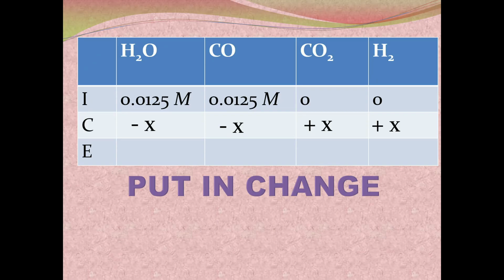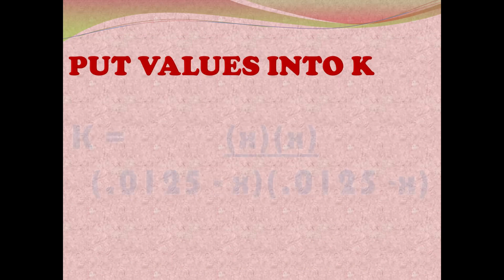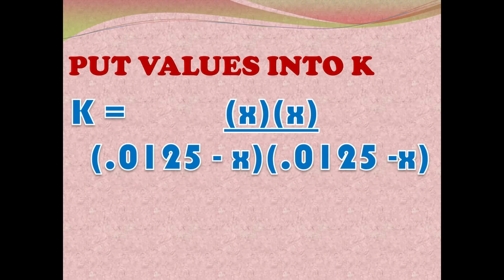So I'm going to put in plus X, minus X, minus X. I have no idea what the change is, so I have to set it as a variable. But now, my equilibrium concentrations have X's in them. X, 0.0125 minus X, 0.0125 minus X. These are the values I then have to put into my K equation. So K is X times X divided by 0.0125 minus X times 0.0125 minus X, and that equals 5.8.